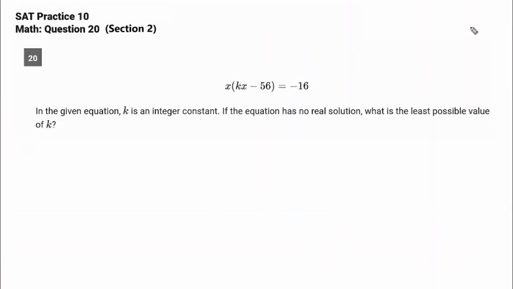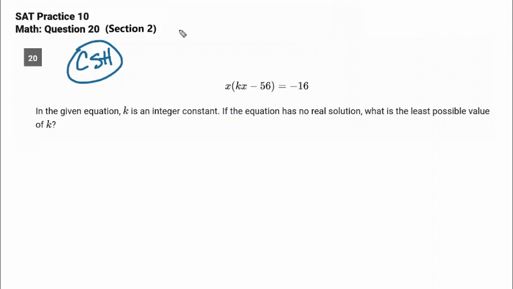We're on SAT Practice Test 10, Math Section 2, Question 20. What's the level of difficulty here? It's crazy, stupid, hard. This is the craziest, stupidest, hardest problem you're going to see on SAT Practice Test 10. You've got an equation. In the given equation, k is an integer constant. If the equation has no real solution, what is the least possible value of k?